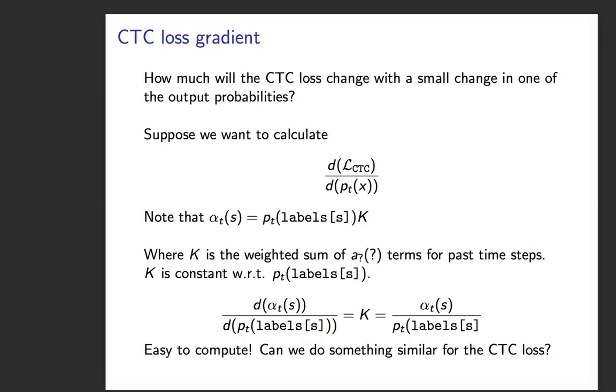The case I've shown here is a very easy case to compute for alpha. If we want to find the derivative of alpha sub t of s with respect to the probability sub t of whatever label was at s, we know that the way alpha sub t of s is computed, it's the probability of that symbol appearing at that time times some kind of constant, that constant being the sum of some other alphas. But no matter what that constant is, being a sum of a lot of different alphas, it's still constant with respect to the probability of the label at that time.